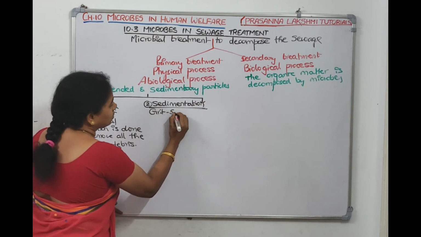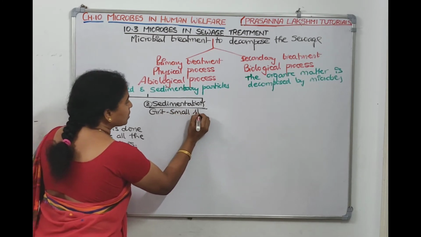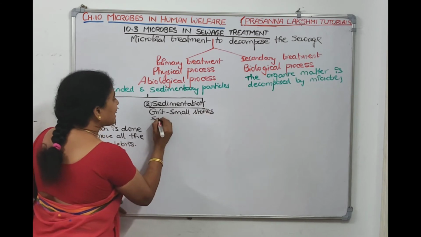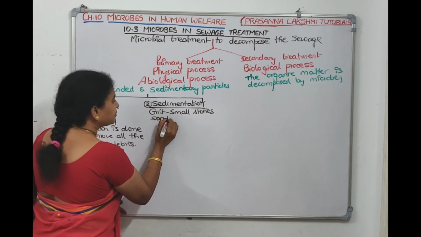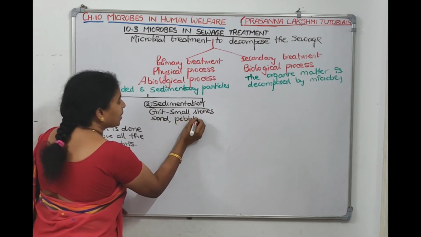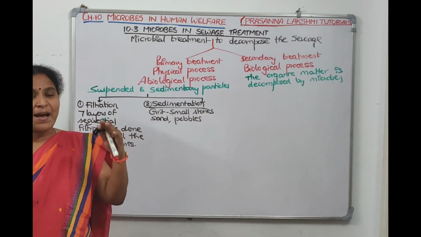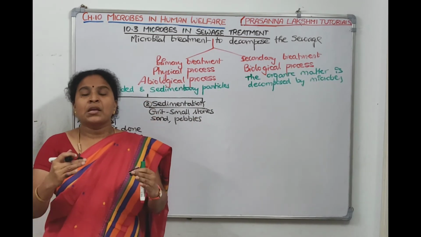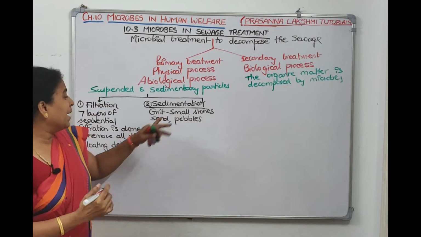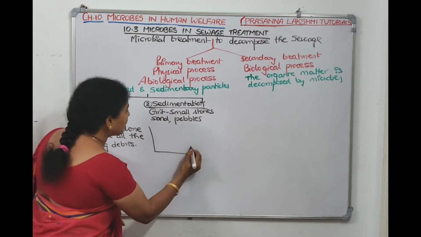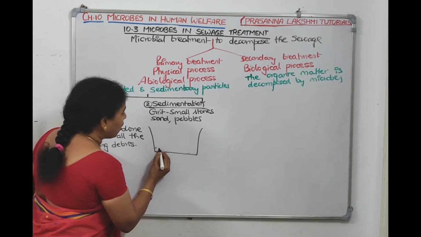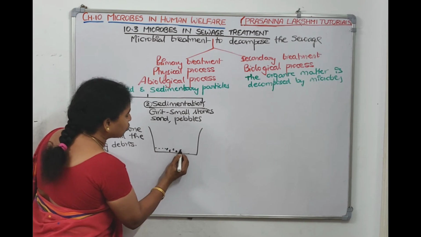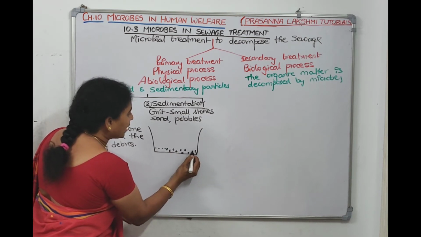Grit includes the small stones, sand, pebbles. All these things, due to their gravity, settle to the bottom. So those things are removed in sedimentation. Now if you see this sedimentation part, all the sand, stones and pebbles will get collected at the bottom here.